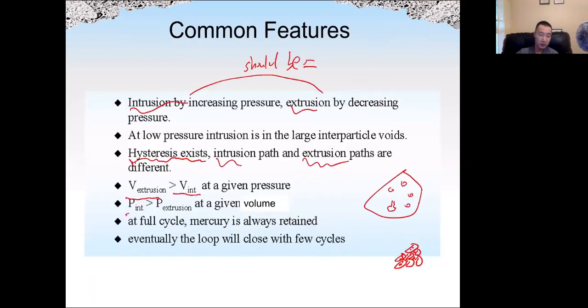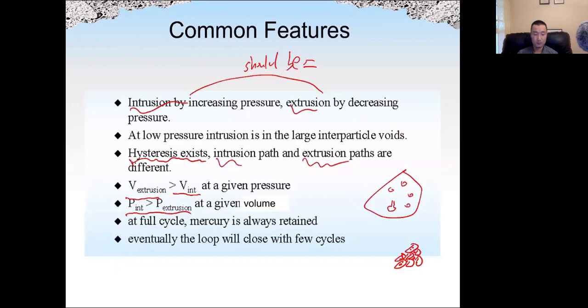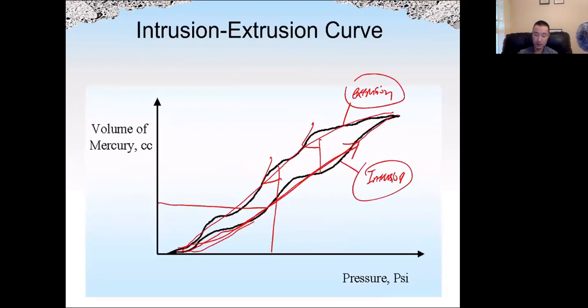The pressure for intrusion will be larger than the pressure for extrusion, for a given volume. So this is the pressure of intrusion, and this is the pressure of extrusion. The pressure of intrusion will be larger than the pressure of extrusion for any given volume.